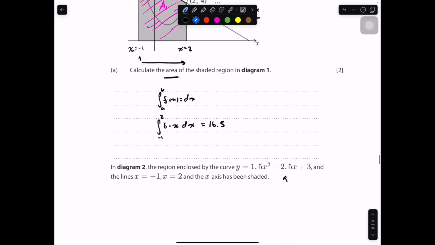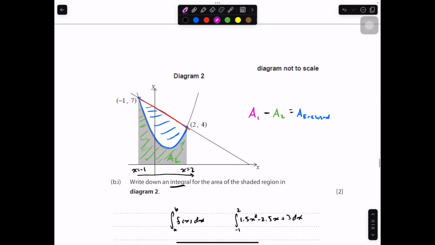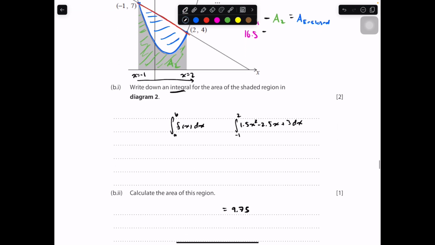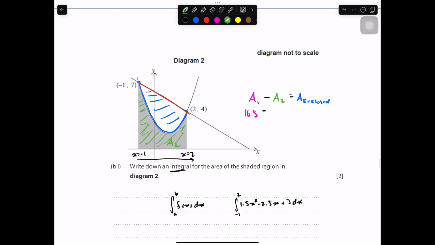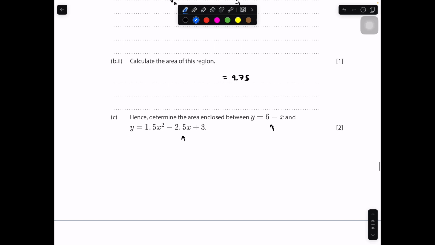So what is it? It's 16.5. 16.5 minus, we said 9.75. And this is going to be equal to, once we work it out, 16.5 minus 9.75 is going to give us 6.75. Kind of a nice question. There it is.